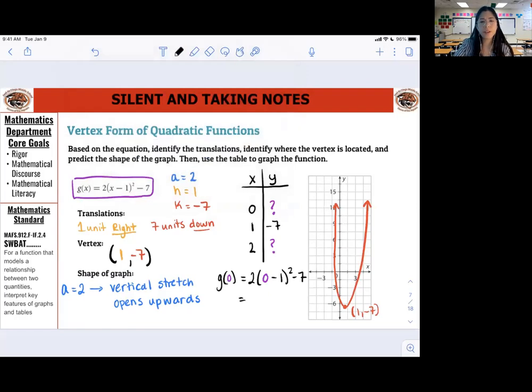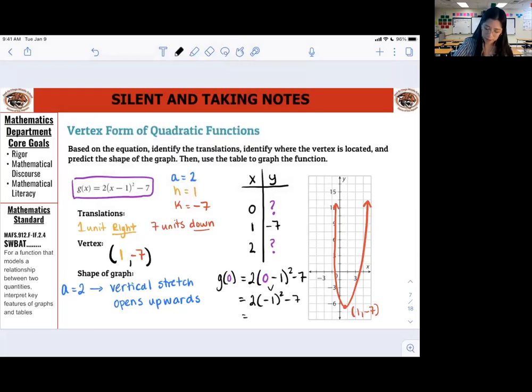Order of operations, what should I do first? I have all these things. I see multiplication, I see an exponent, I see subtraction, I see parentheses. What goes first? Parentheses. 0 minus 1 is -1. Good. And then what goes next? Exponents. So what's -1 to the power of 2?